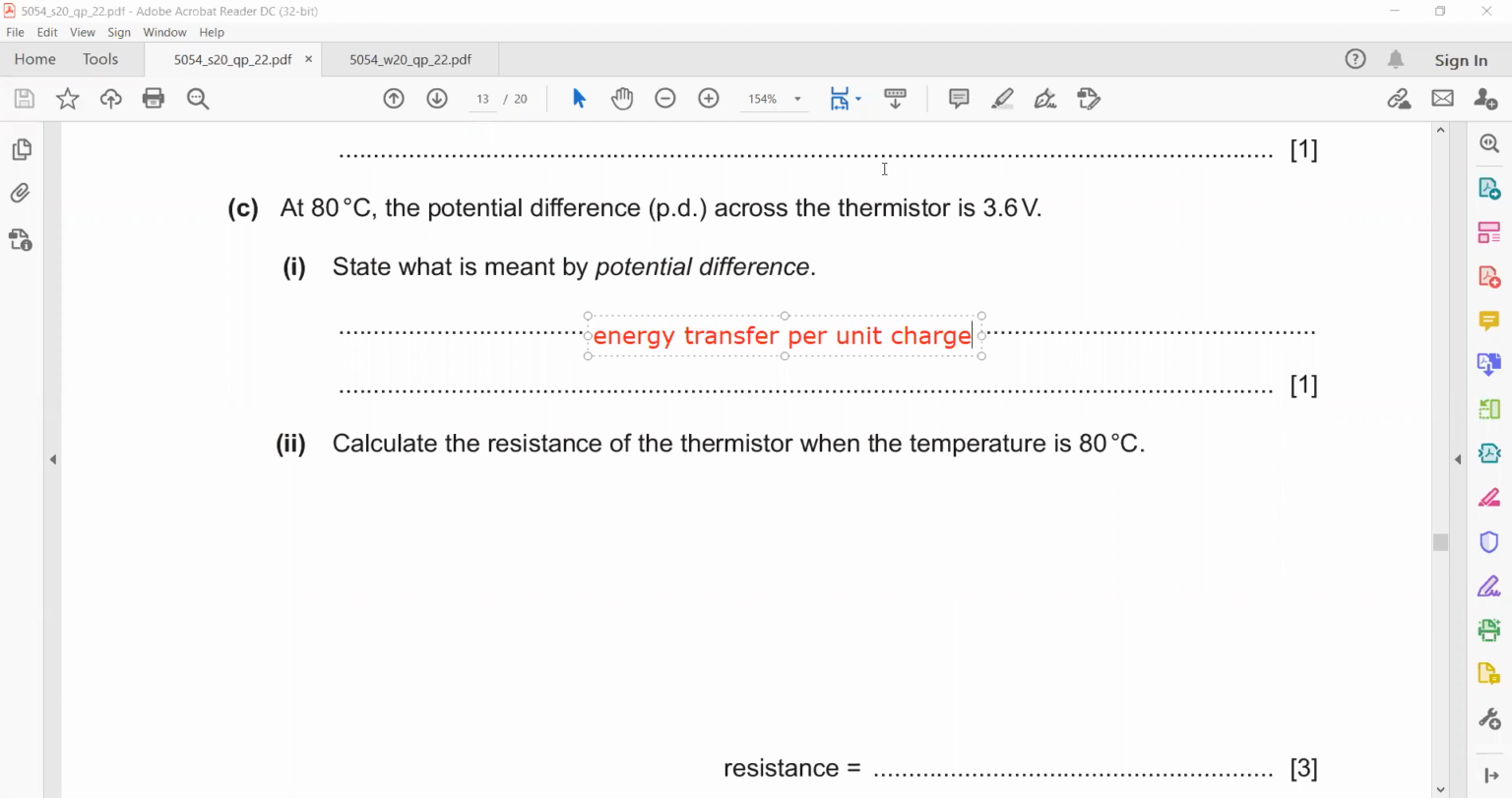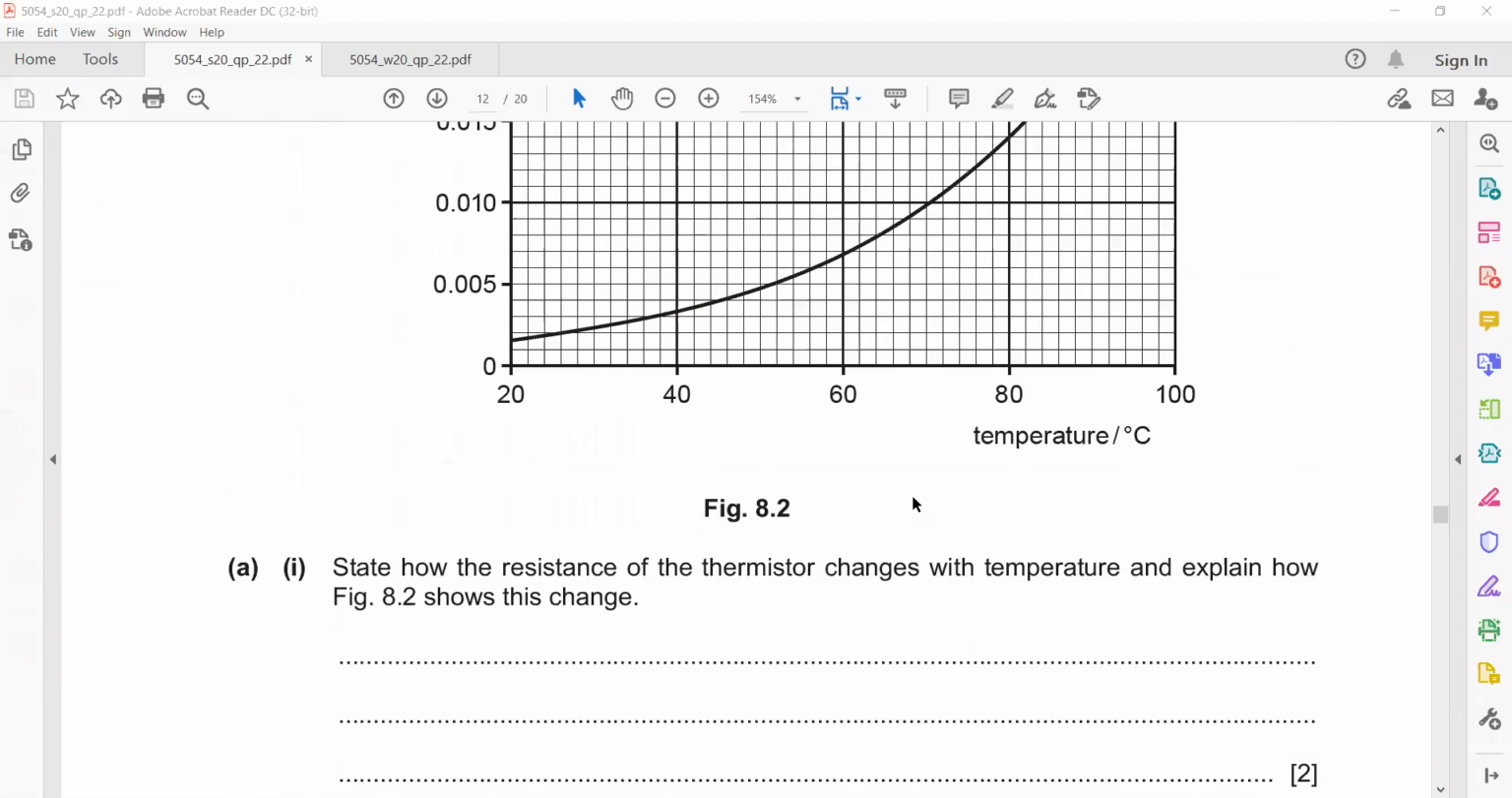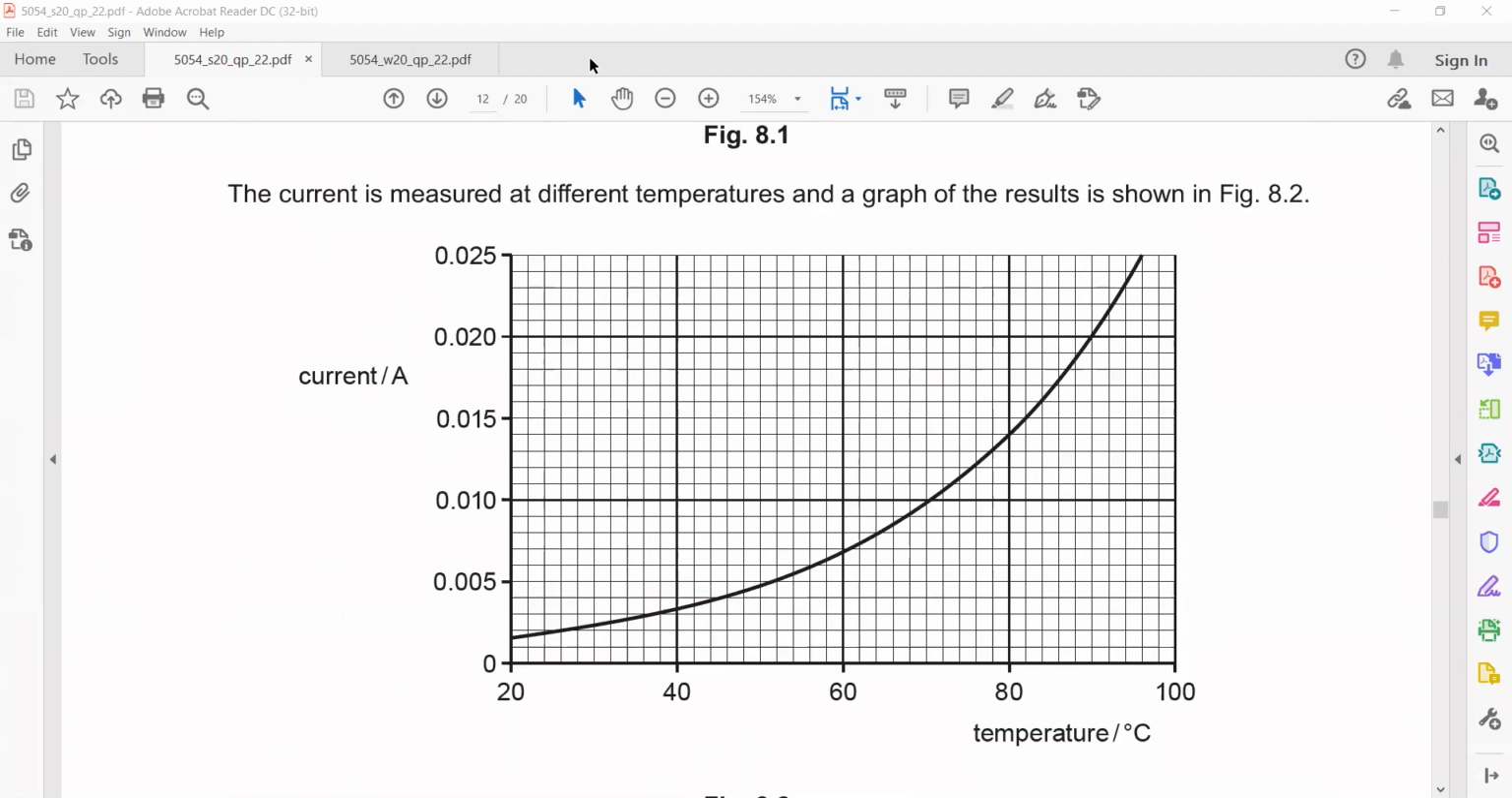Then calculate the resistance of the thermistor when the temperature is 80. So when the temperature is 80 degrees, using the graph you will work out the current. So what is the current in the circuit?